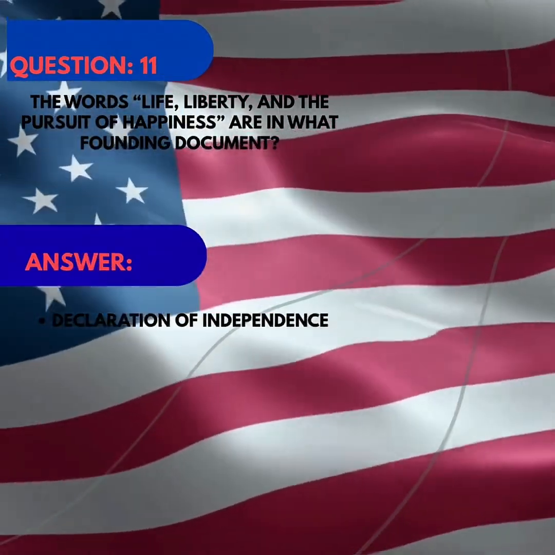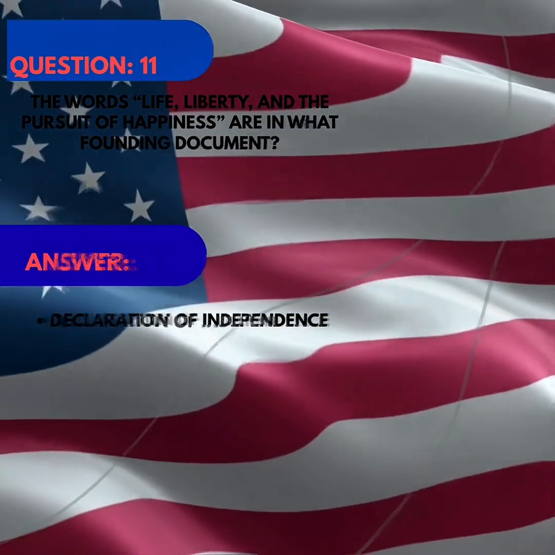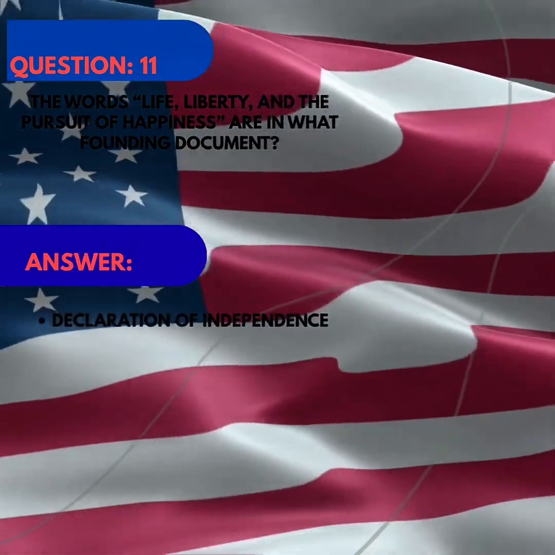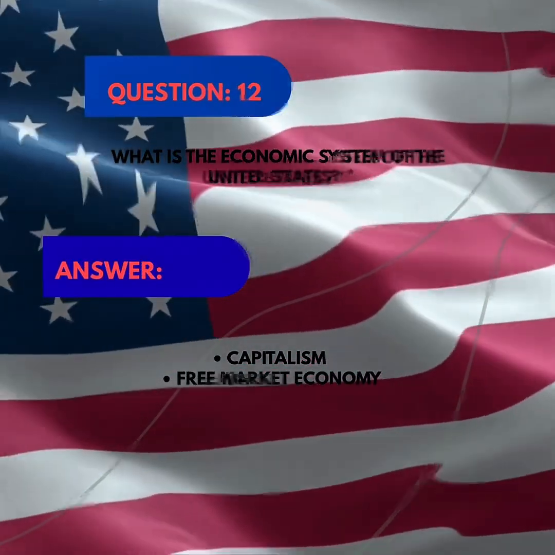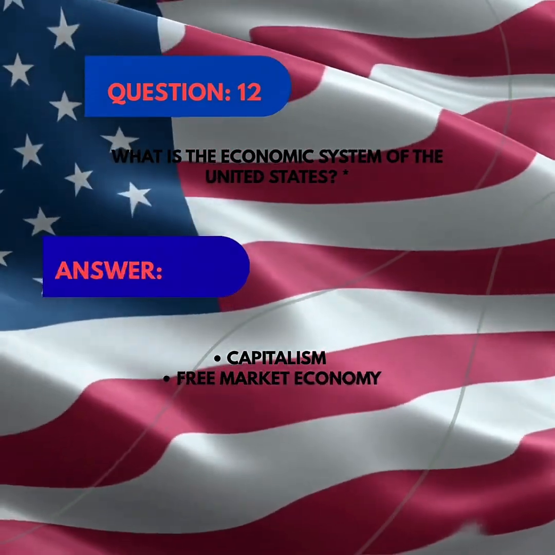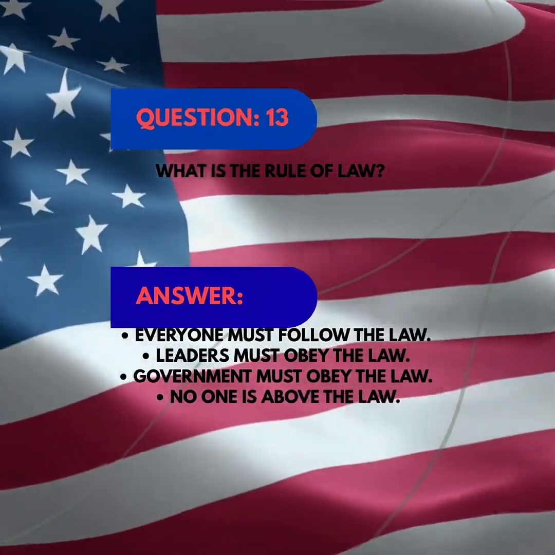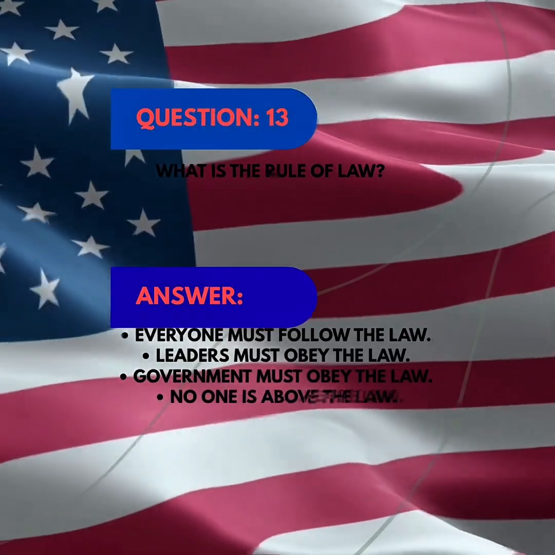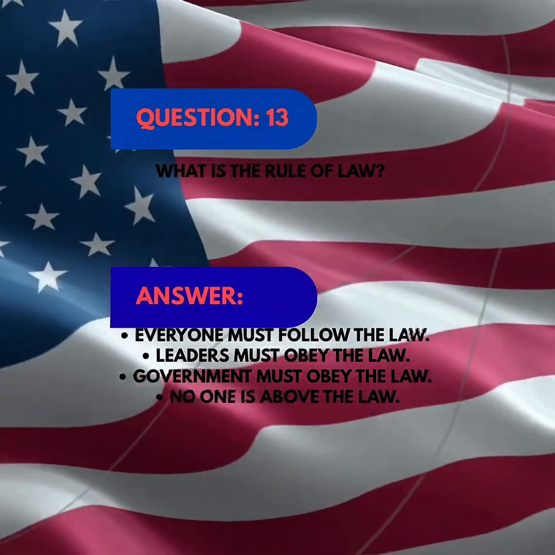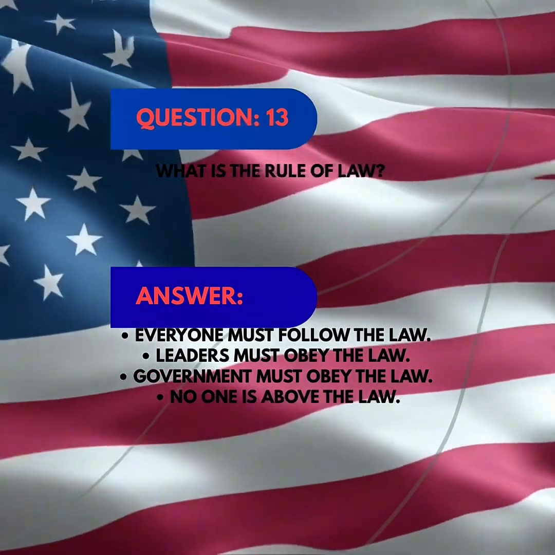Question 11. The words life, liberty, and the pursuit of happiness are in what founding document? Answer. They are in the Declaration of Independence. Question 12. What is the economic system of the United States? Answer. The United States has a capitalist economy, also known as a free market economy. Question 13. What is the rule of law? Answer. The rule of law means everyone must follow the law. Leaders and government officials must obey the law, and no one is above the law.